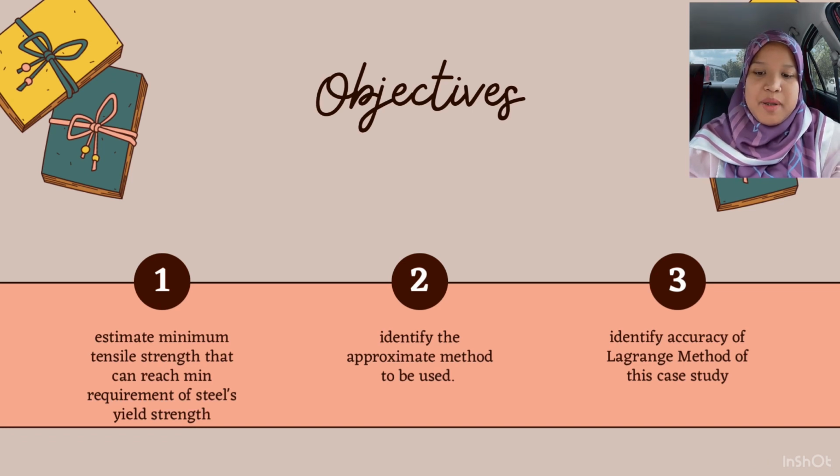There are three objectives of this study. The first is to estimate minimum tensile strength that can reach the minimum requirement of steel yield strength. The second is to identify the approximate method to be used. And the third is to identify accuracy of Lagrange method of this case study.